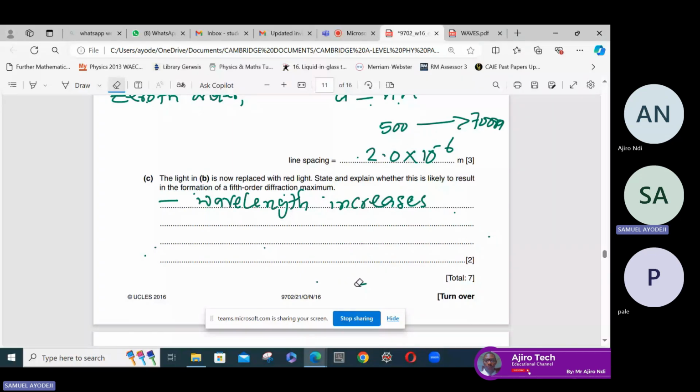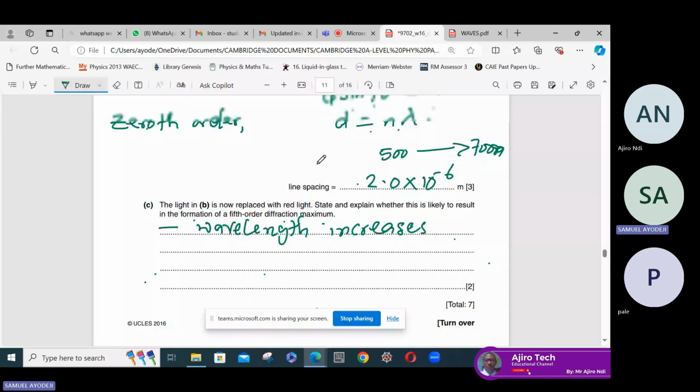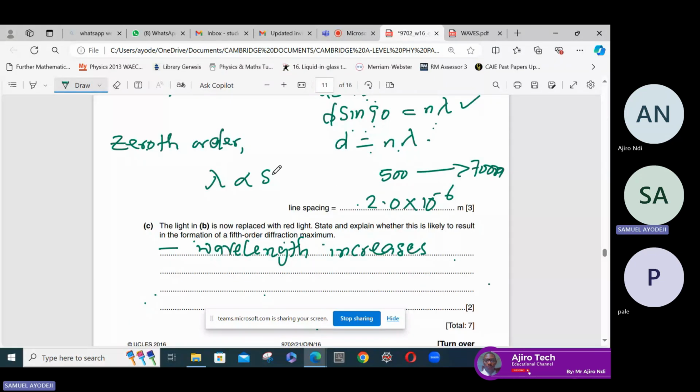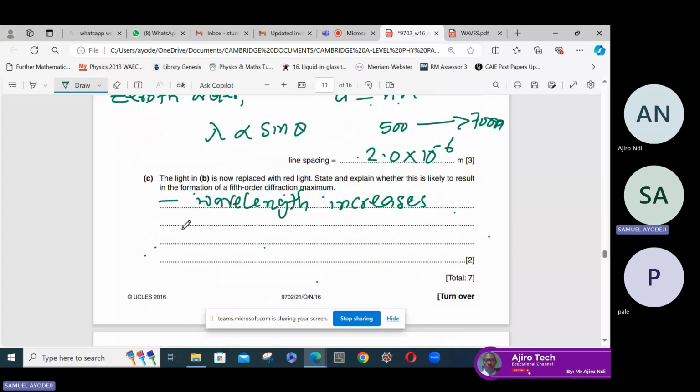If you look at the wavelength, it varies with sine theta. So as the wavelength increases, the angle increases beyond 90 degrees. Therefore it is not possible. Fifth order is not possible. Did you get it now?